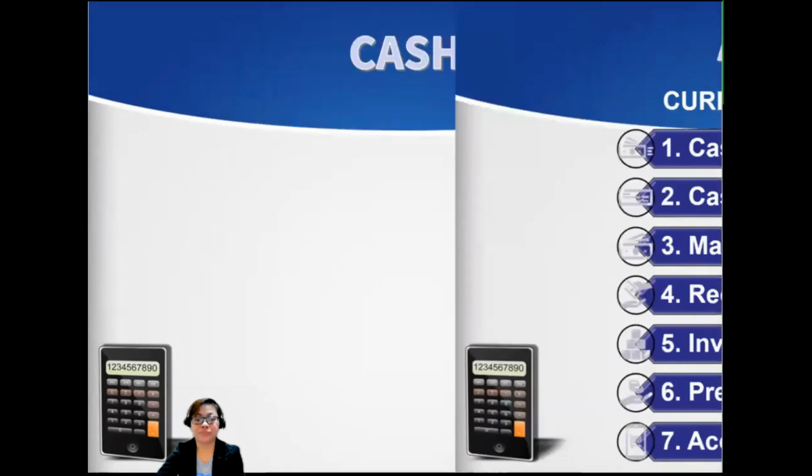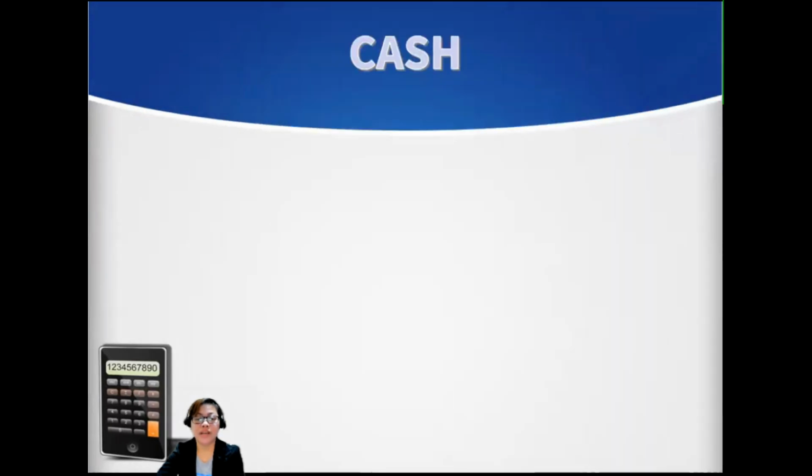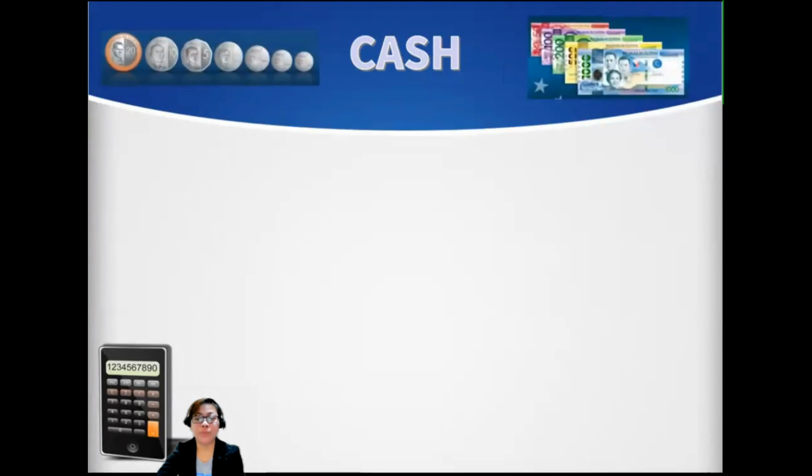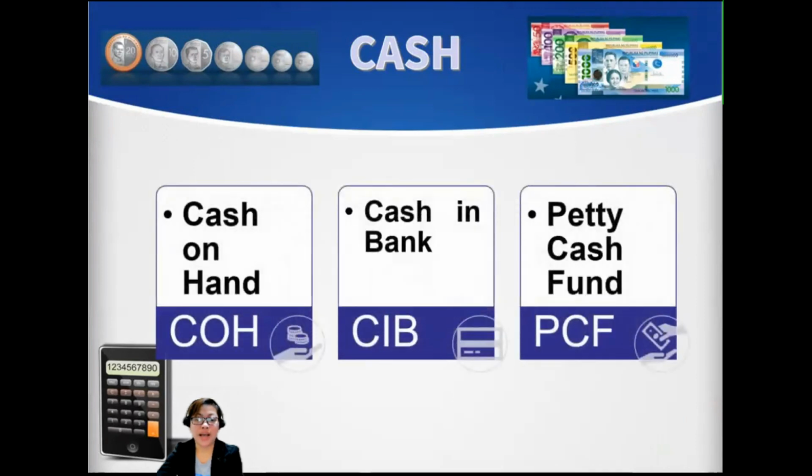Okay, so we have cash. Cash includes coins and bills or negotiable instruments such as bank checks or a postal money order used as a medium of exchange. So in cash, we have cash on hand, cash in bank, petty cash fund. When we say cash on hand, these are cash items kept within the premises of the company or under the custody of the owner or the officer in charge.